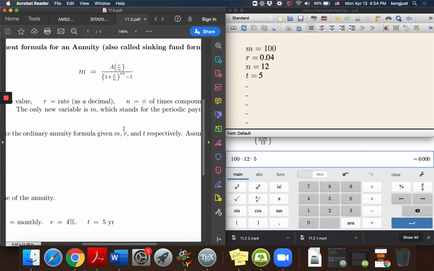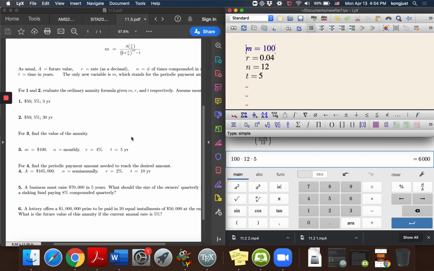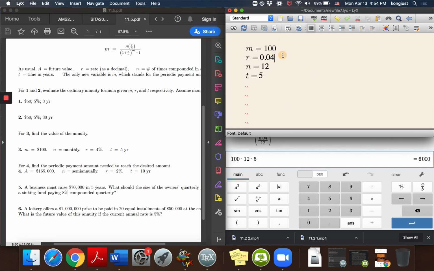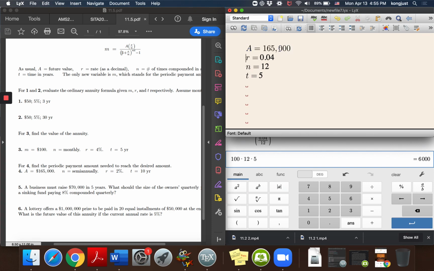Let's just zoom in on that guy. Actually, we'll zoom in on him after we take a note of what our variables are. So here we're at 4. A is $165,000. That's my target goal. I want to end up with that much. So A is equal to 165,000. All right. N is semi-annually. That means N is equal to 2, twice a year. And R is 2%. Okay, T is 10 years. So T is 10.